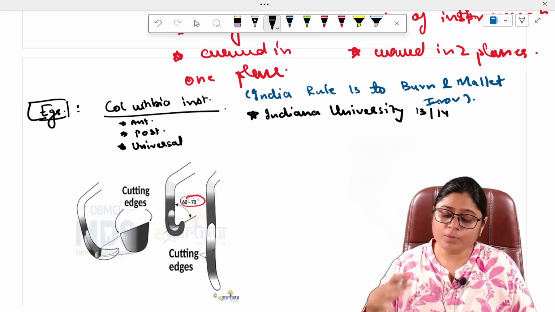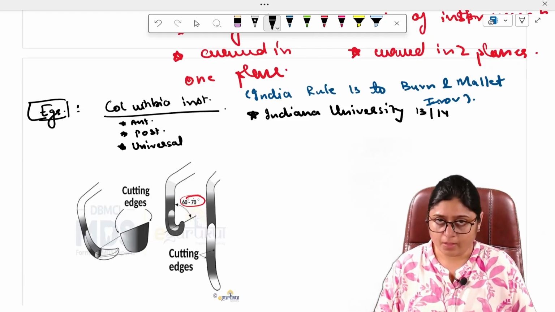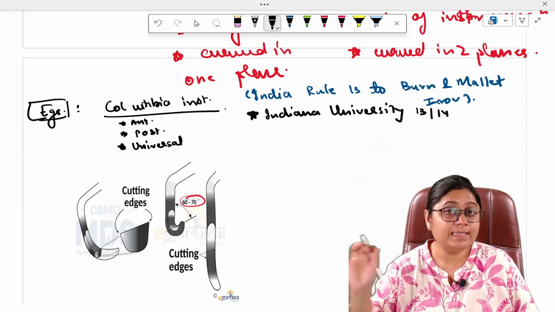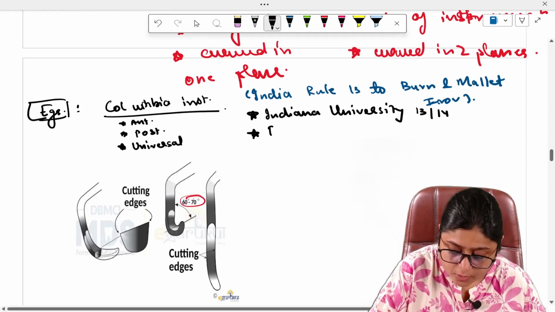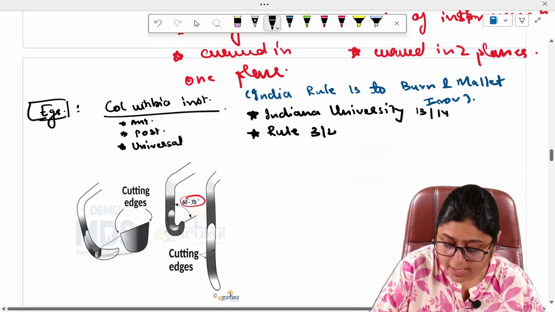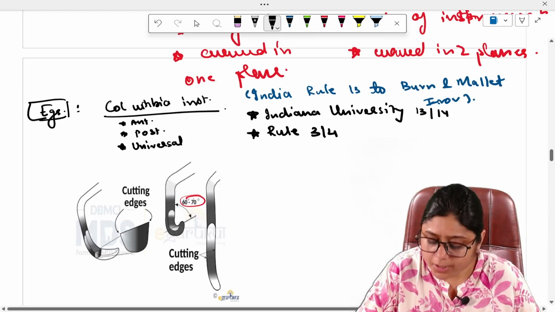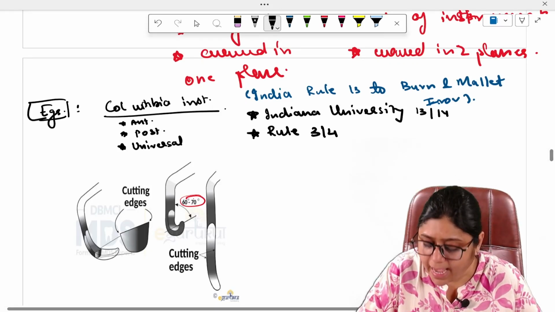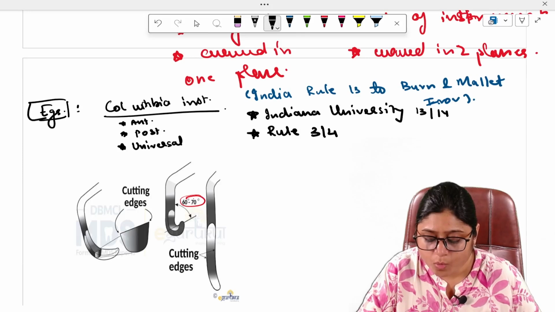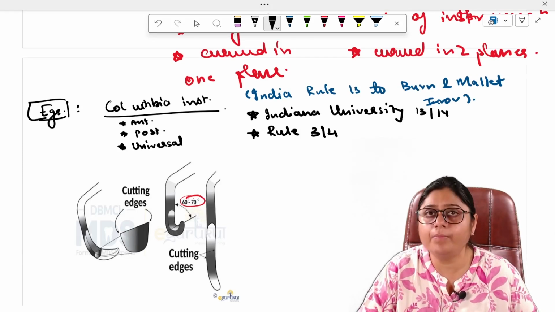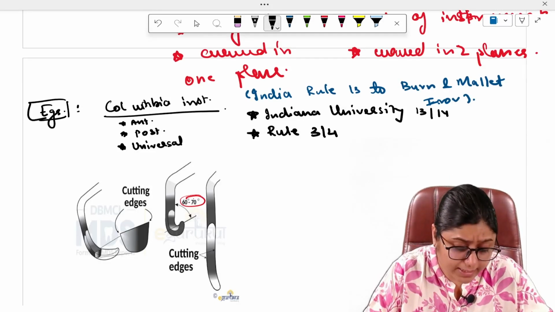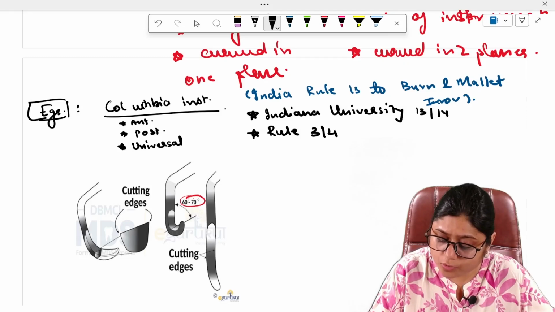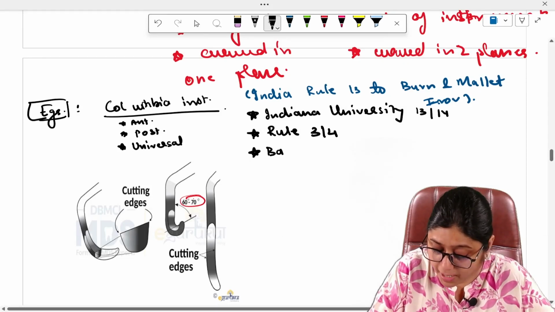Because in the exam, if you see the word Indiana University, you will know this is a universal curette. Next is Rule, so Rule 3 and 4. Here you can remember that in Indiana there is an I, so 1 and 1: 1, 3, 1, 4. Similarly, in Rule there is an E, so 3 you remember. So 3, 4 is the number of Rule. Next, in Indian rule is to burn, the next is Barnhart.